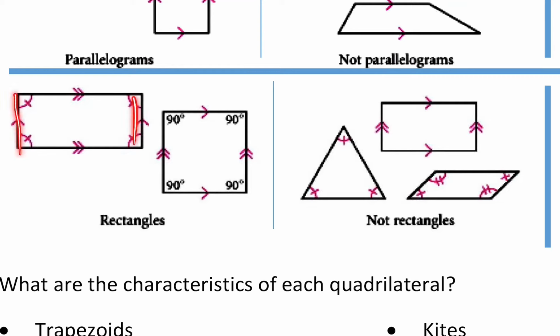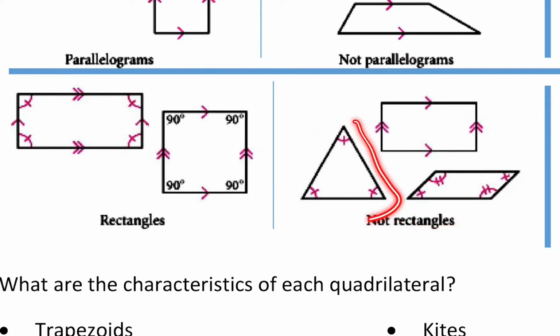Rectangles, two pairs of parallel sides, it looks like. And this says that all the angles are congruent. And this says also that all the angles are congruent. This adds more information. It gives us the specific information that all of the angles are 90 degrees.